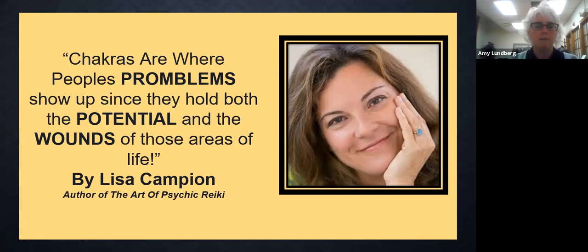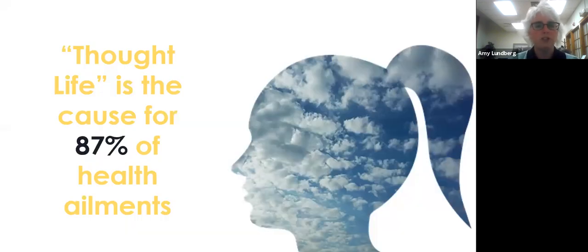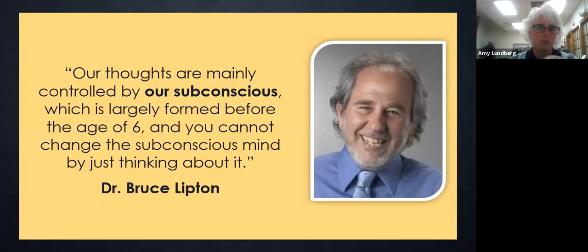But it's also where the wounds are held as well. And this quote is by Lisa Campion, one of my teachers at school. She's author of The Architect of Psychic Reiki. So thought life is the cause of 87% of health ailments. I think Dr. Mark Hyman has a bestseller where he says 93%, but I took 87 from Dr. Bruce Lipton. So our thoughts are mainly controlled by our subconscious, which is largely formed before the age of 6. You cannot change the subconscious mind by just thinking about it.